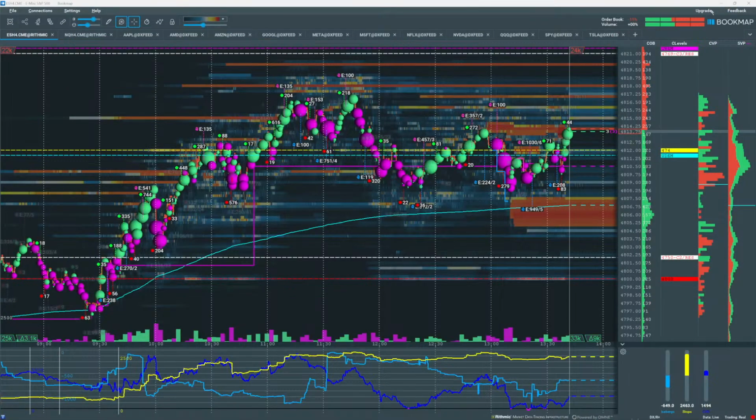All right, let's go back to Bookmap now. So a very narrow range here in Bookmap. Good long setup from the open right at VWAP. I'll talk more about this in just a minute. There's the upper daily expected move for ES.